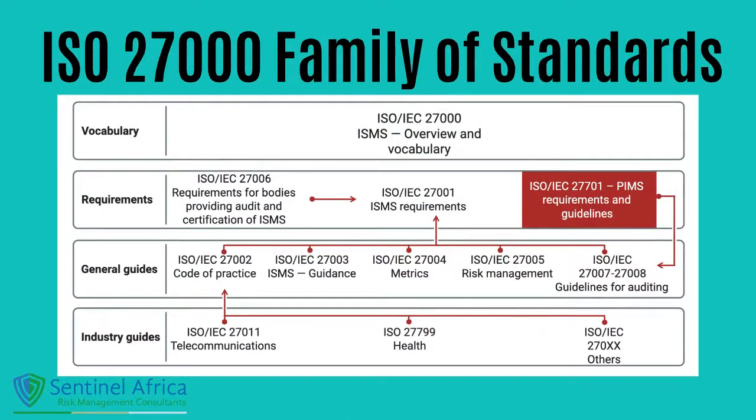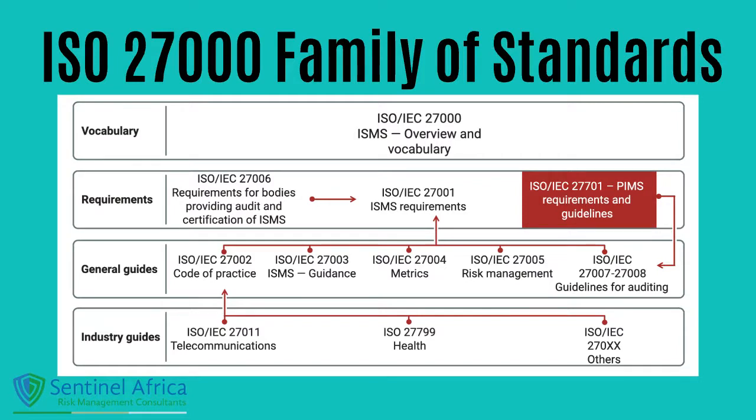So let's talk a bit about the standards. Okay, so we talked about the ISMS and the PIMS being implemented by following the requirements of ISO standards. So we have some ISO standards here, and this is a hierarchy of the standards. At the top you have the vocabulary. The vocabulary basically gives you the terms and definitions of all the information security related terms. So they will all be found there.